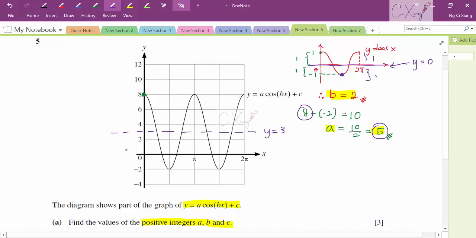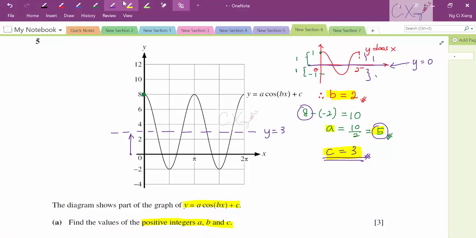And you realize that the original graph's center line is y equals 0, and you are moving it up 3 units. So from here, we know that the value of C should equal 3, where we translate the graph 3 units upwards. This is how we decide the values of A, B, and C for this new function. So this is how we solve it.